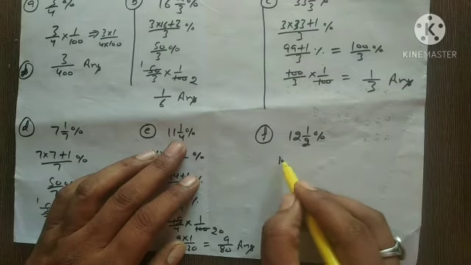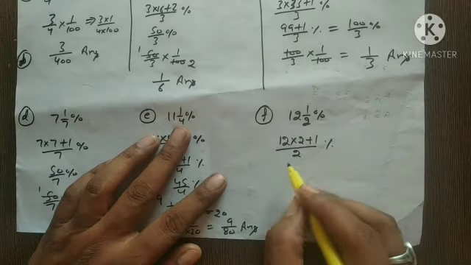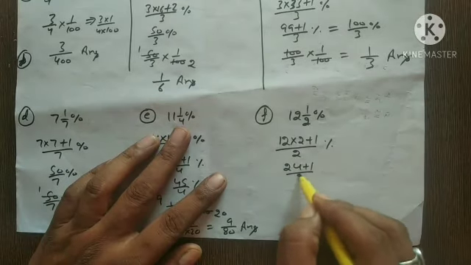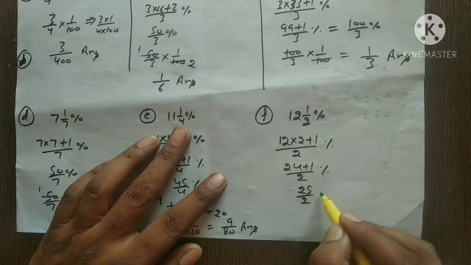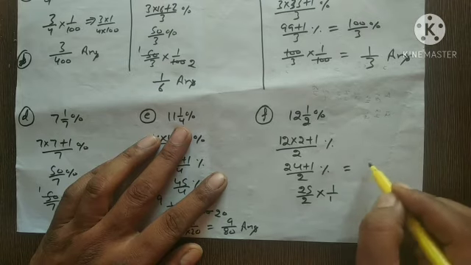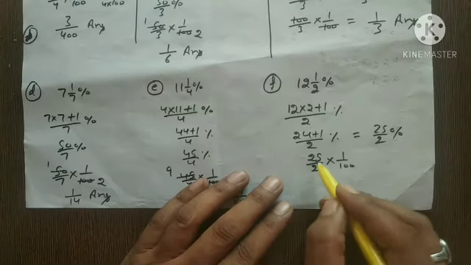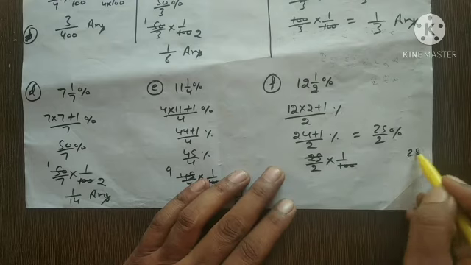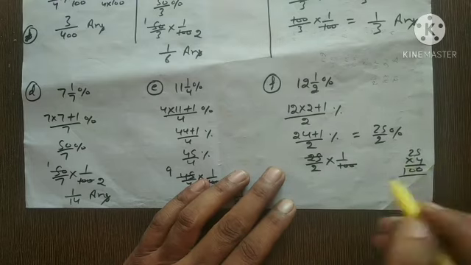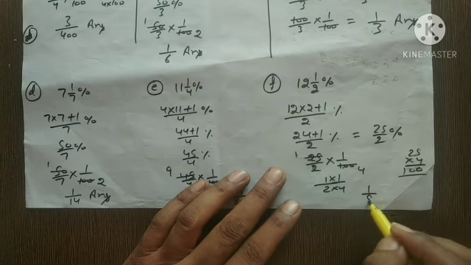2 multiply 12, 24 plus 1 by 2%. 25 by 2%. Percent means 1 by 100. Now you can cancel 25. If you count the table of 25, 25 multiply 4, that is 100. So it will cancel. 1 multiply 1, 1, and 2 multiply 4. So the answer is 1 by 8.